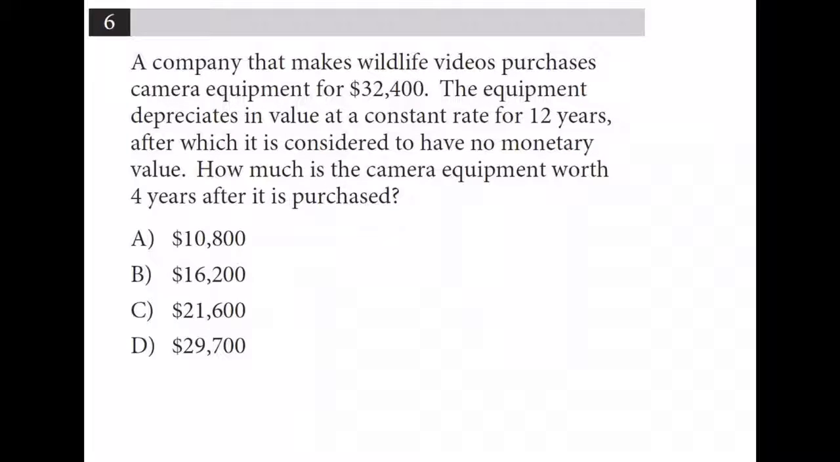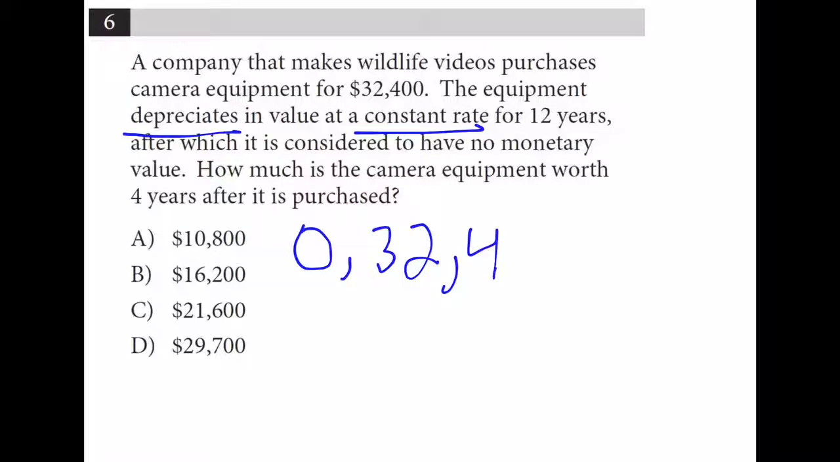The key vocabulary for this problem is that it depreciates, which means that the value goes down, and that it depreciates at a constant rate, which means we are looking at a linear equation and not an exponential one. We know in the beginning, say when our x value is 0, our y coordinate, or the value of the equipment, is going to be $32,400. And after 12 years, we know that our value is going to be 0.